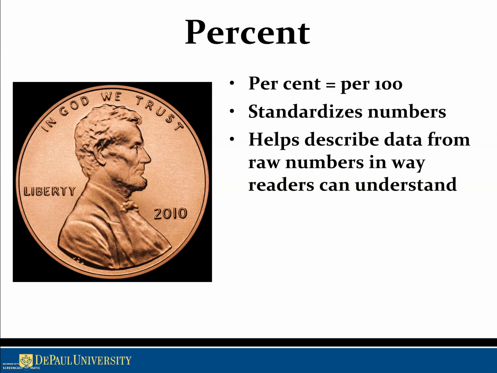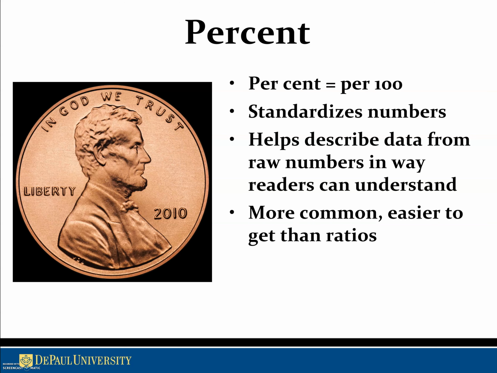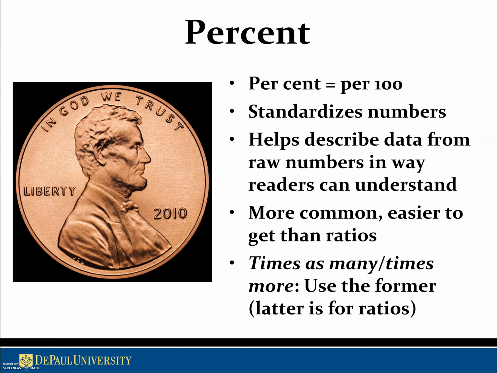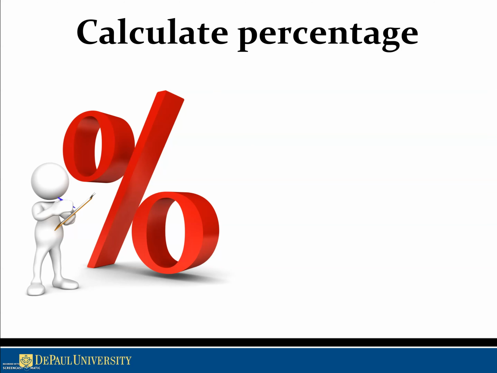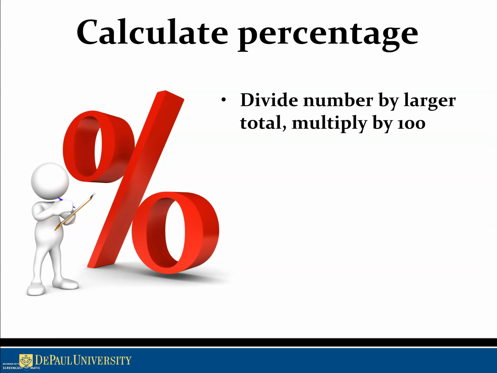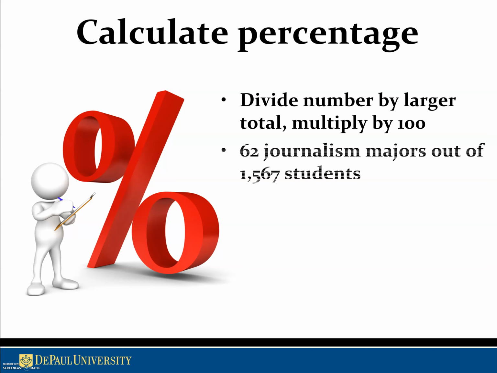So this helps describe the data from raw numbers in a way that really relates to ways readers can understand. And it's more common and easier to get than ratios. So anywhere we have a ratio, a lot of times if you can put that in percent and relate it to somebody's lived experience, that's a whole lot more effective. We're going to keep in mind things like times as many and times more, using the former when it comes down to that kind of language. Mostly what I'll be asking you to do is look at ways to calculate percentages, and percent change over time is going to be a frequent one that we really focus on. So here's calculating percentage. You just divide the number by the larger total and multiply by 100.